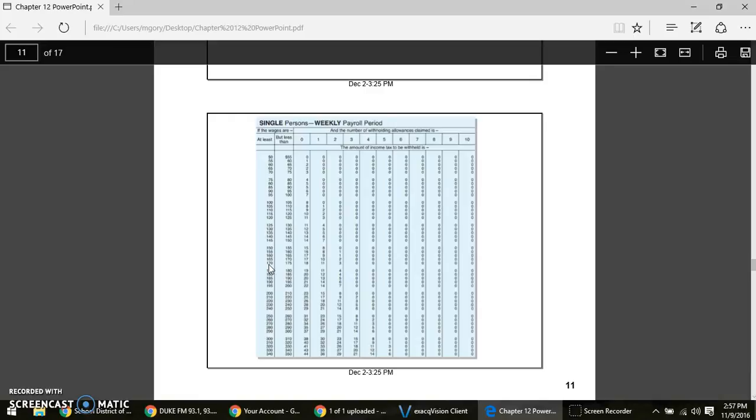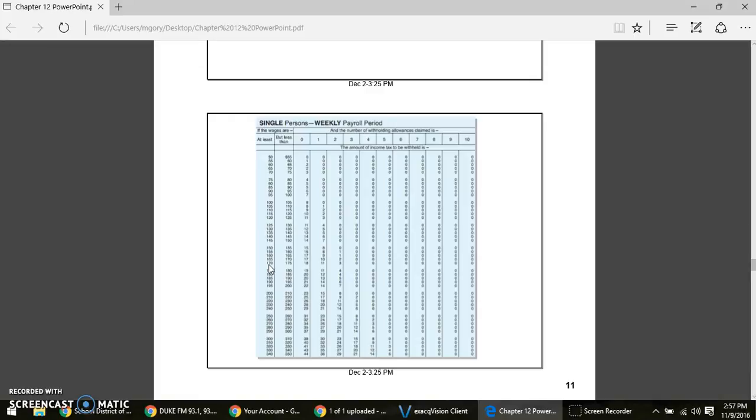Here's a pay period tax table for single persons. Over here on the left-hand side is the earnings, at least X amount of dollars, but not less than Y amount of dollars. If you fall into any of these categories, then you're going to move over to the right in terms of the number of allowances. If you are 110 to 115 and have 0 allowances, you're looking at a $9 deduction.